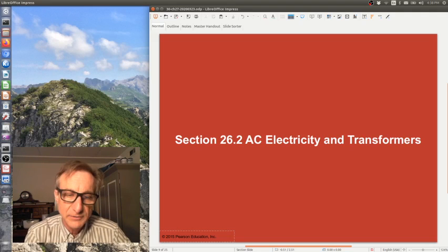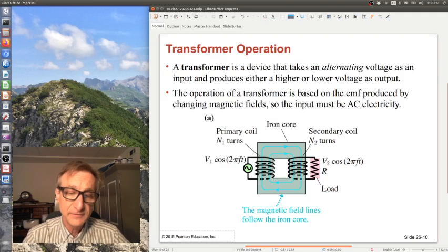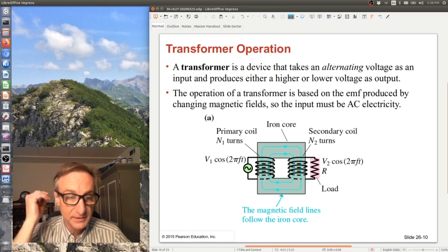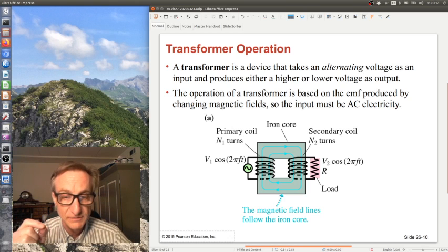Section 2 of Chapter 26 is on the topic of transformers. A transformer is a device that takes an alternating current source, voltage, and increases or decreases it by the process of magnetic induction. It has to be alternating voltage because it relies on changing fields producing EMFs.